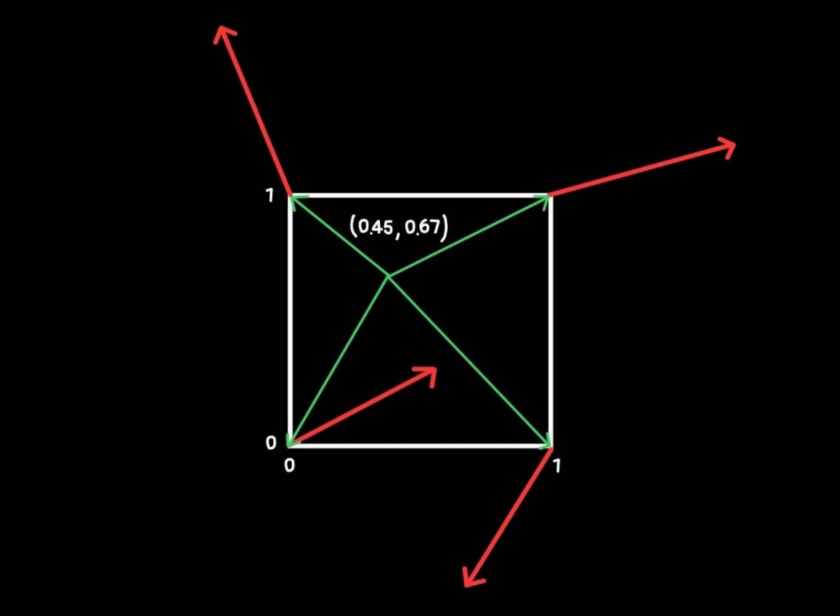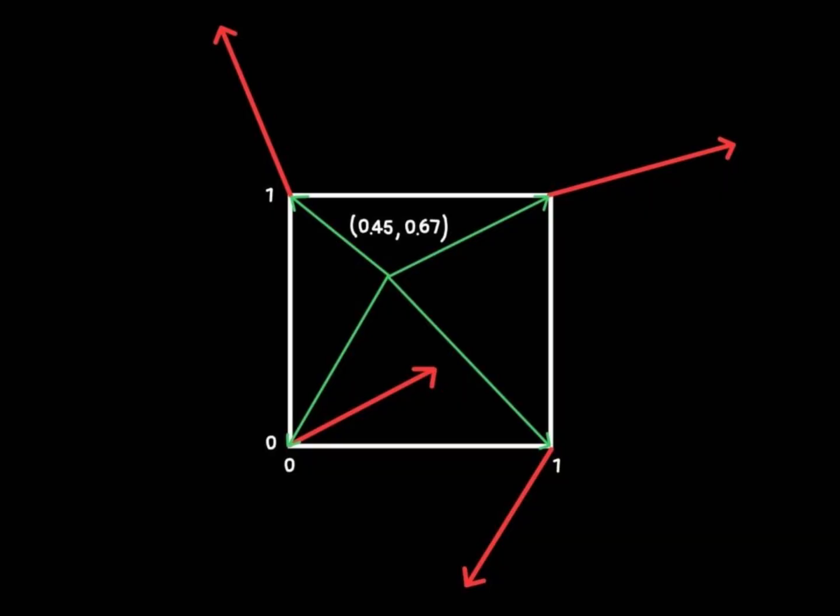So then what we do is we take the dot product of each gradient vector with the corresponding distance vector, and we produce 4 numbers, one for each corner. So we're almost there. Now to calculate the final noise for this pixel, we interpolate between the 4 corner values, first horizontally, then vertically. This ensures a point closer to one of the corner's vectors is influenced by it more than the other vectors.